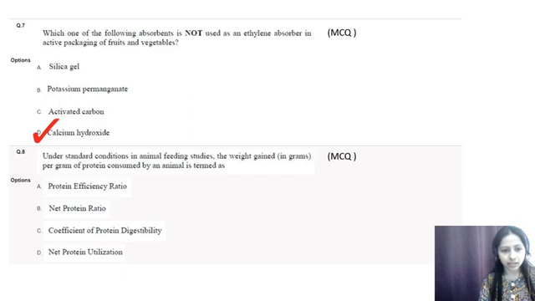Next, question number 8. Under standard conditions in animal feeding studies, the weight gained in gram per gram of protein consumed by the animal is termed as. Options are protein efficiency ratio, net protein ratio, coefficient of protein digestibility, and net protein utilization. Over here the correct option is A, that is protein efficiency ratio.